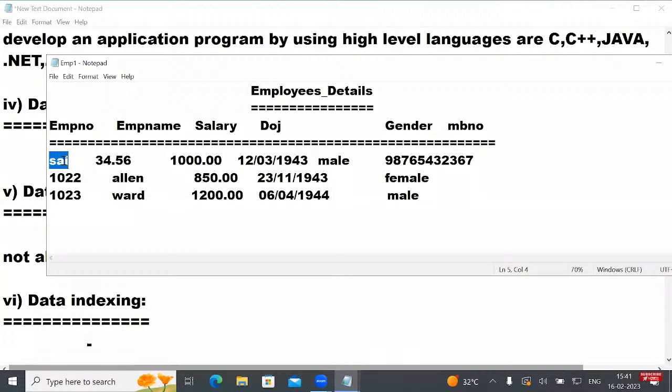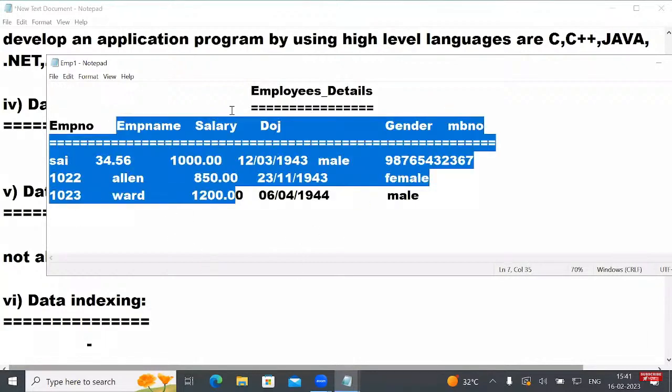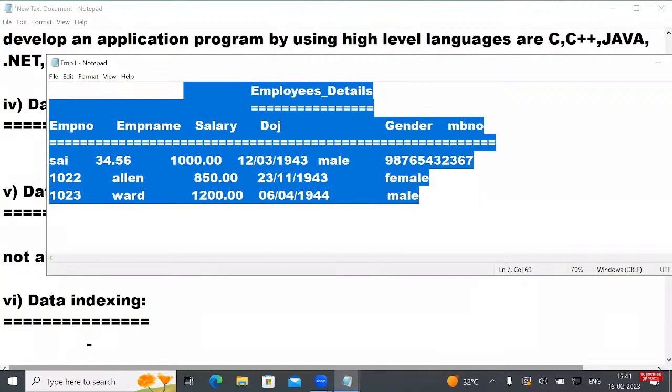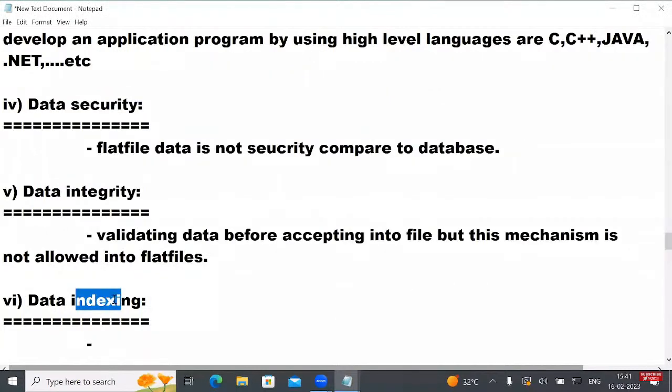That is highly complex and complicated. A time-consuming process. Because of this reason, on these flat files I cannot apply the index concept. Index mechanisms I cannot implement on that. So that's why data access is highly difficult.